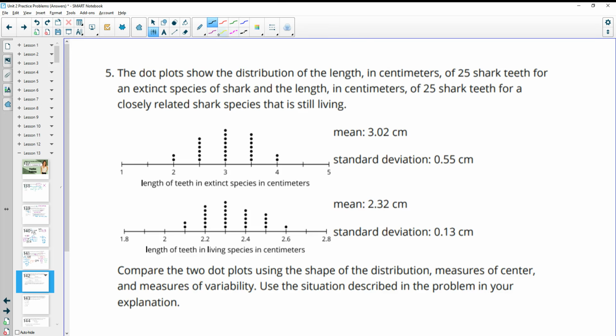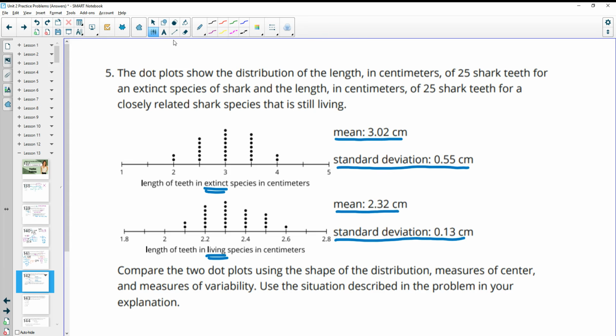Number 5, the dot plot shows the distribution of the length in centimeters of 25 shark teeth for an extinct species of shark, and the length in 25 shark teeth for a closely related shark species that's still living. So we've got the extinct species on top and the one that's still living on bottom. And then they tell us the mean and the standard deviation of each set. So this just wants us to compare the two dot plots using the shape of the distribution, the measures of the center, and the variability. So use the situation described in the problem in your explanation.